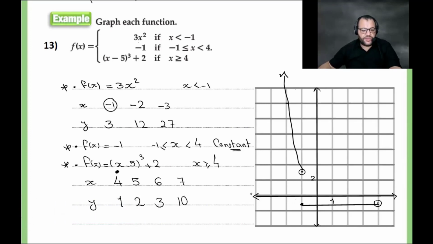Then the third function, which is 4 and 1, and the 4 and 1 will be closed. 5 and 2, 6 and 3. So that's how the graph of the cubic function will be.